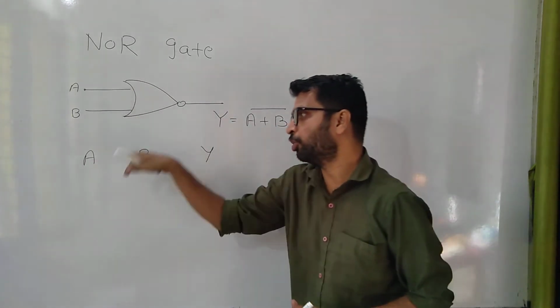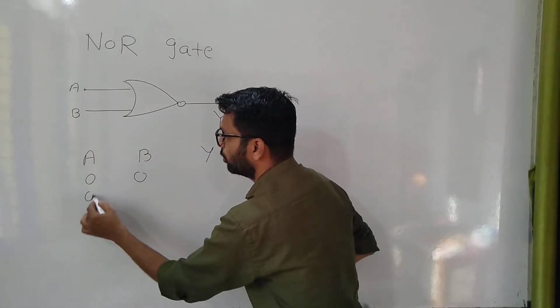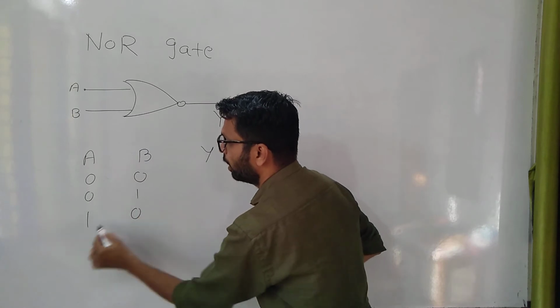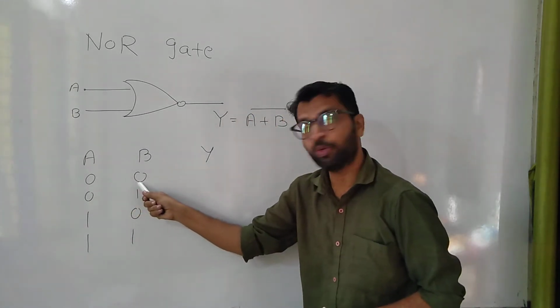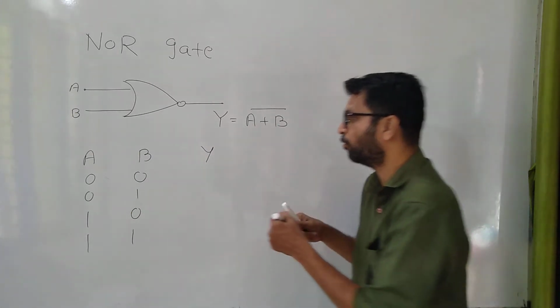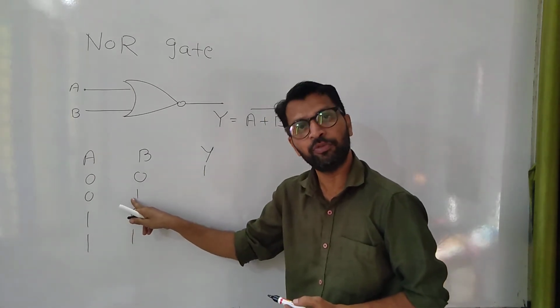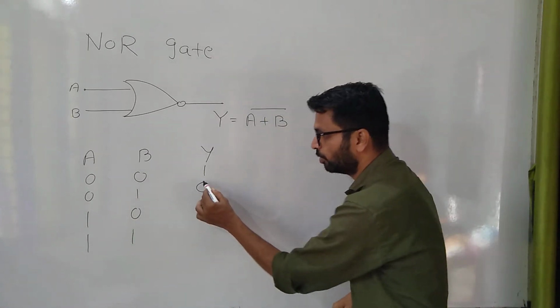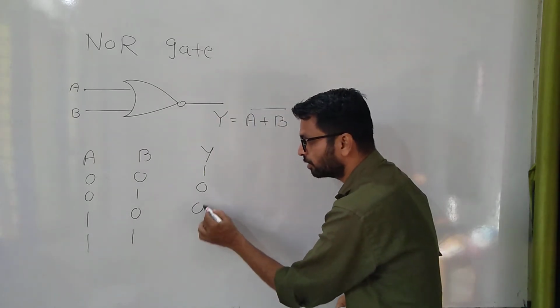Again, for two inputs there are four possibilities: 0 0, 0 1, 1 0, 1 1. Now 0 plus 0 is 0, but 0 bar is 1. 0 plus 1 is 1, and 1 bar is equal to 0. 1 plus 0 is 1, and its bar is 0.